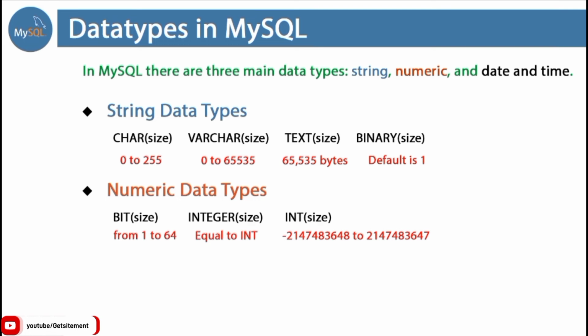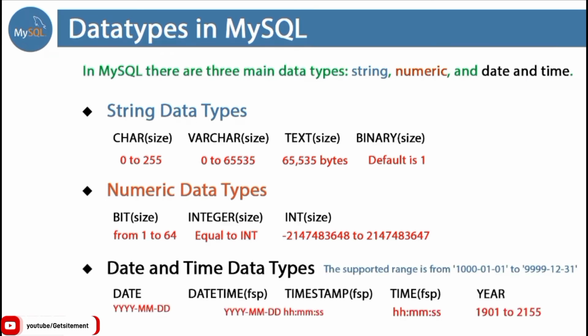Let's talk about numeric data types. Our first data type is the bit data type. This data type can hold a value from 1 to 64. And our next data type is integer and it depends on the int size. And our third and most common data type is the int data type. Its range is from -2147483648 to 2147483647.